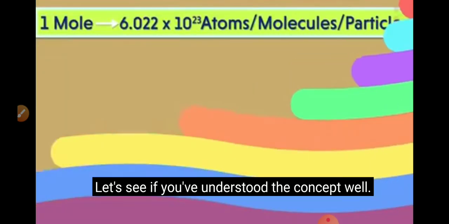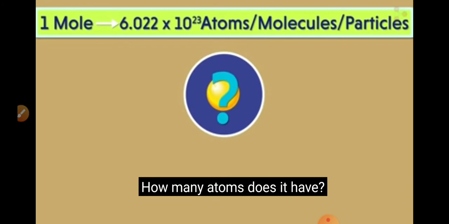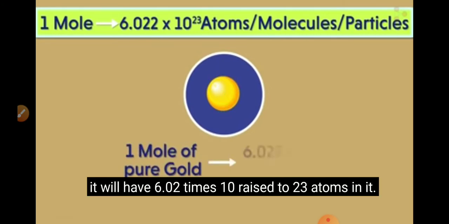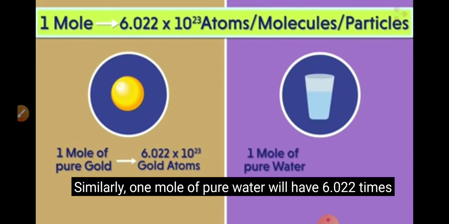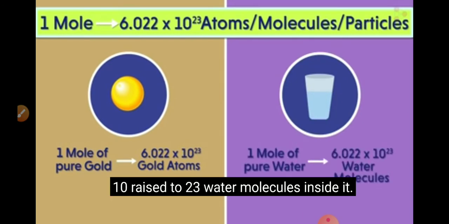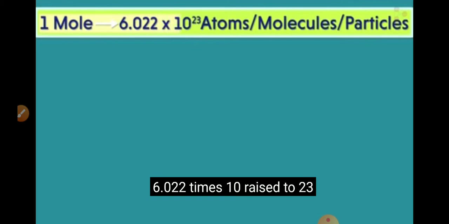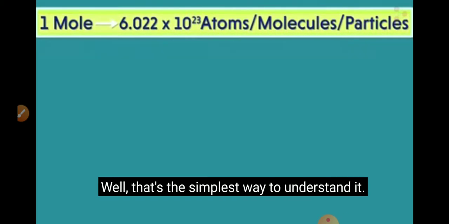Let's see if you've understood the concept well. Now here's 1 mole of this pure gold. How many atoms does it have? Yes, as it's 1 mole, it will have 6.02 times 10 raised to 23 atoms in it. Similarly, 1 mole of pure water will have 6.022 times 10 raised to 23 water molecules inside it. So is this how we define 1 mole? 6.022 times 10 raised to 23 atoms or molecules or particles? Well, that's the simplest way to understand it.